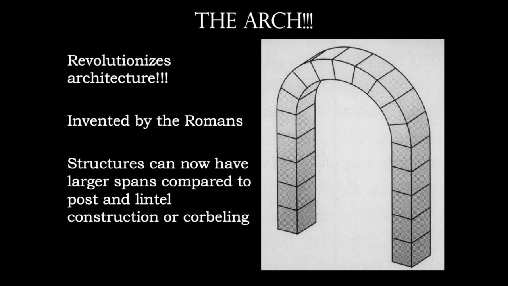Speaking of the Romans, they are who give us the arch. That's who invents it. And when the arch is created, it completely revolutionizes architecture. All of a sudden, structures can have larger spans compared to both post and lintel and corbelling types of construction. So we had talked about corbelling, like the largest corbelled structure is roughly 40 feet in diameter. Well, with an arch, we can create 60 feet, 80 feet, even 140-foot spans.